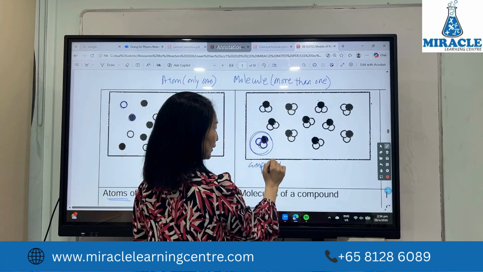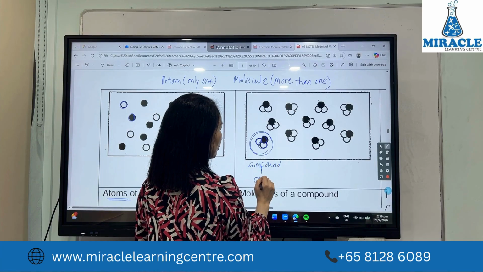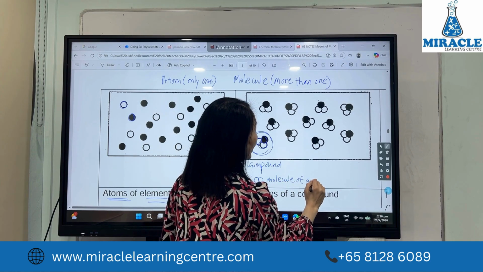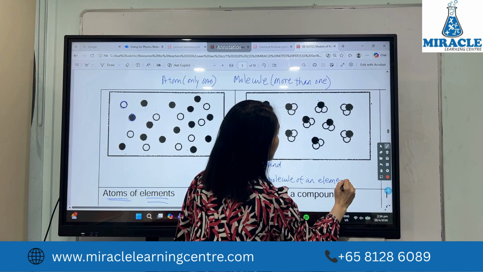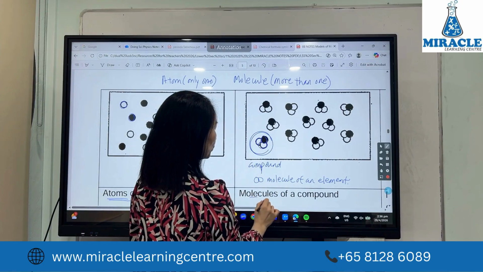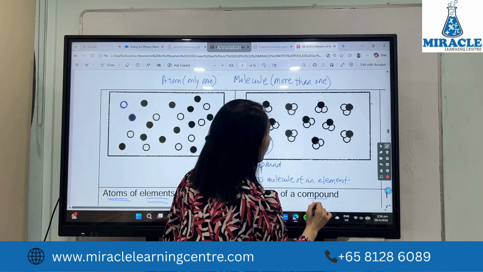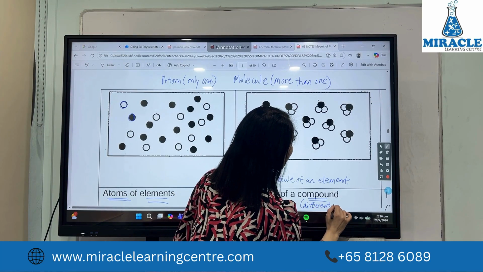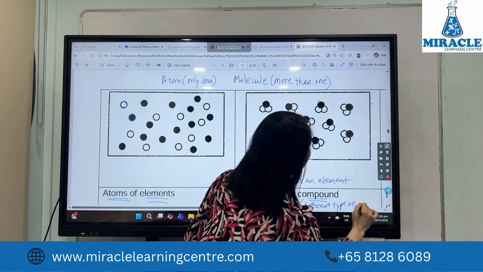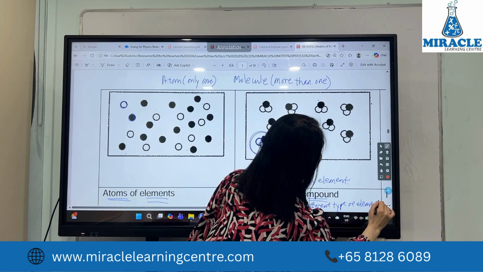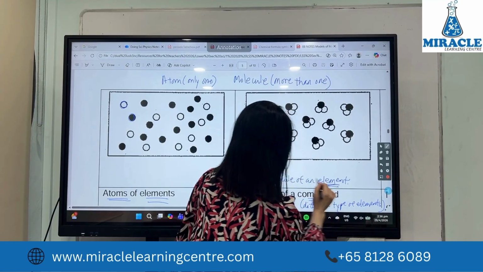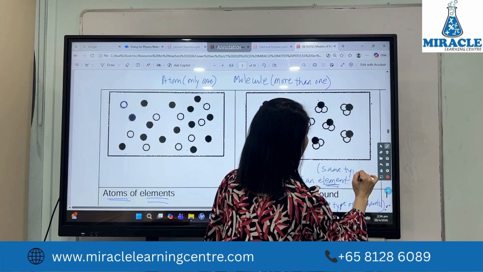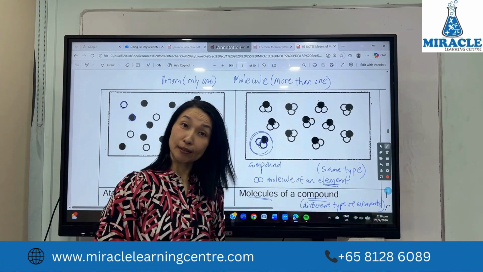Compound means different type. If they are the same type, it's also a molecule, but it's a molecule of an element. Okay, this is a molecule because it's more than one, but it's a compound because there are different elements, different types of elements. Okay, if it's an element, it means only the same type, which we do not have an example of here.